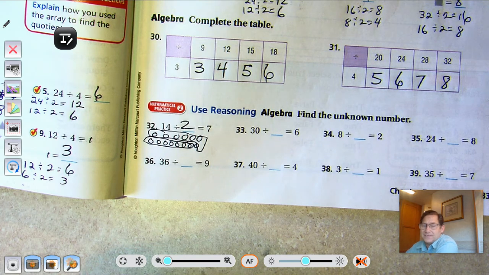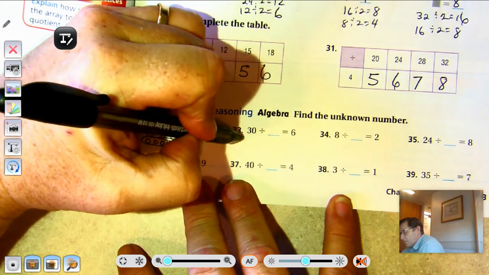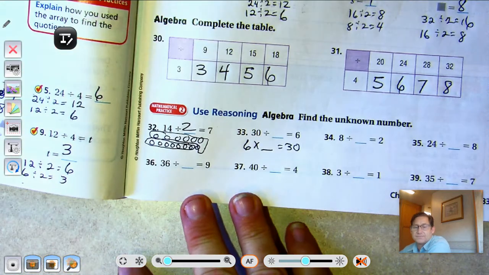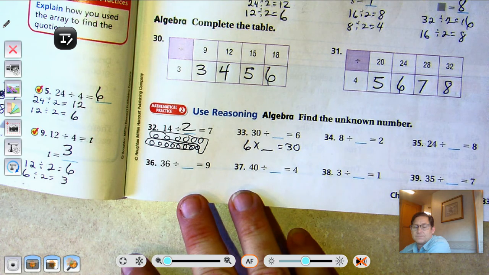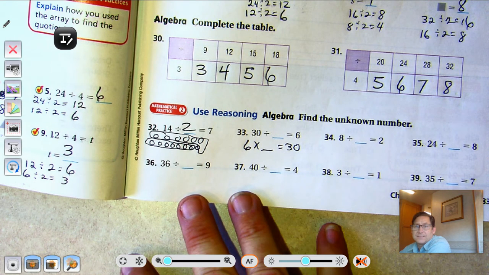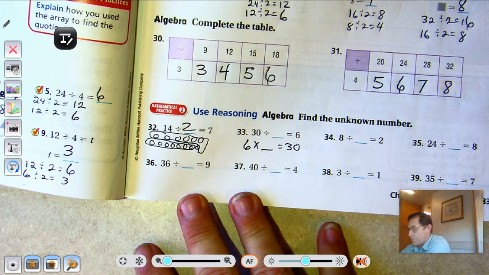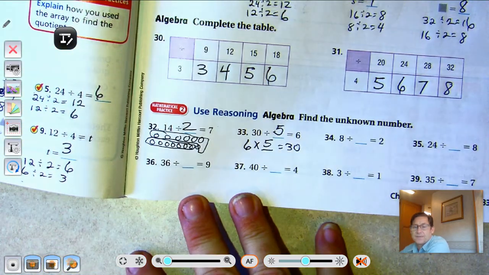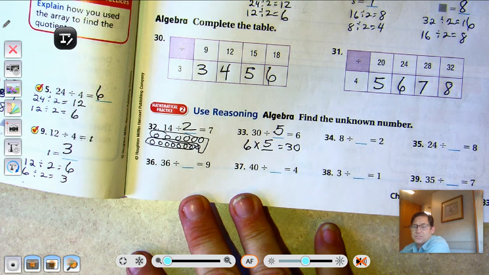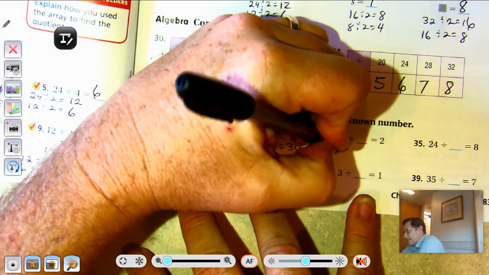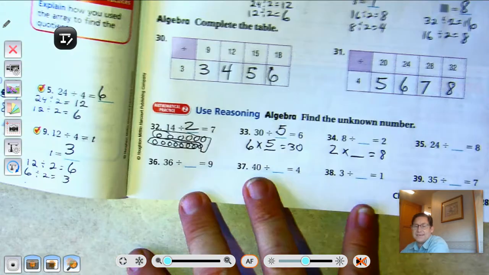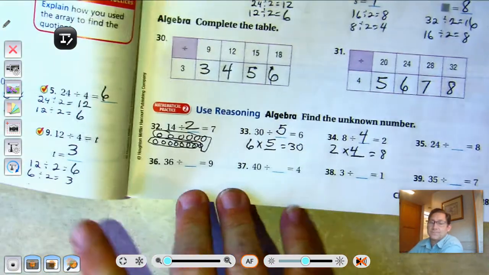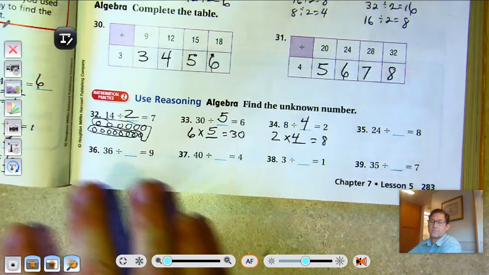30 divided by something is 6. Well, that's the same thing as saying 6 times what is 30? 6, 12, 18, 24, 30. 5. 6 times 5 is 30. 8 divided by something is 2. Well, it's the same thing as saying 2 times something equals 8. Well, that's 4, right? If you double 4, you get 8. So 8 divided by 4 is 2.